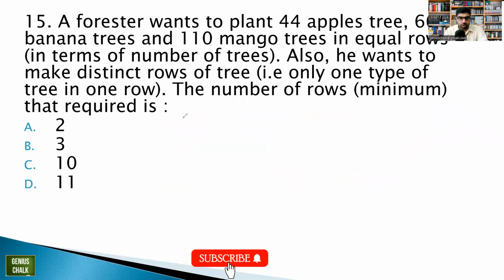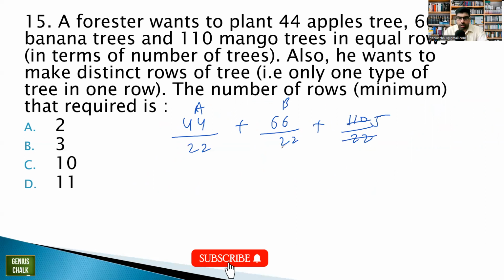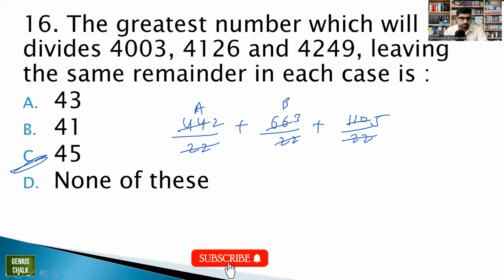Now 22 is the difference. So how many rows of apple trees? 44 by 22. How many rows of banana trees? And how many rows of mango trees? So we can find it now very easily. 5, 3, and 2. So what is my answer? Answer is 10. Right? So good question again.